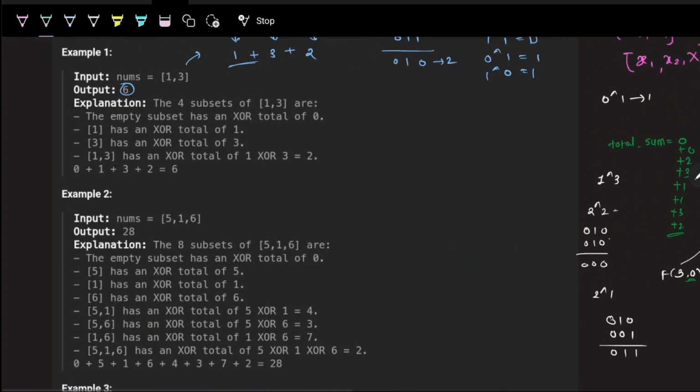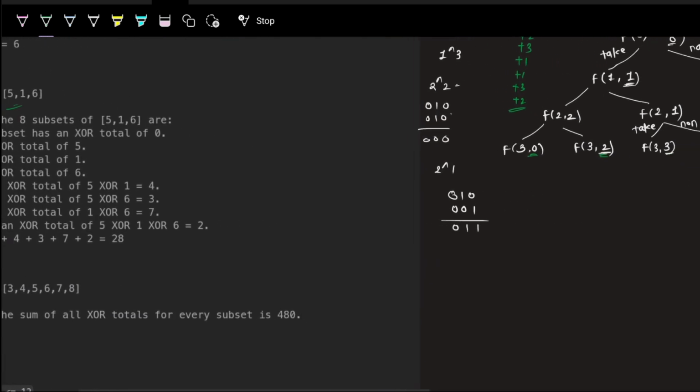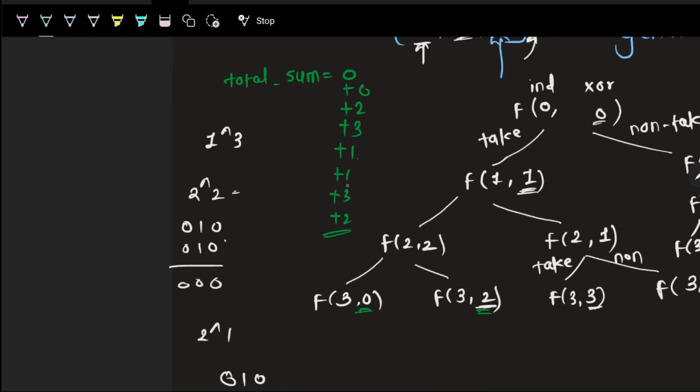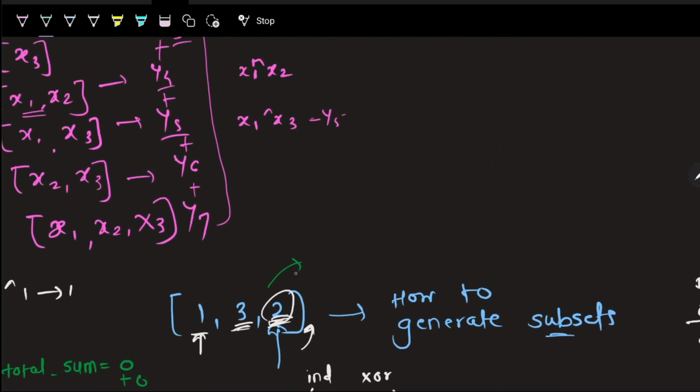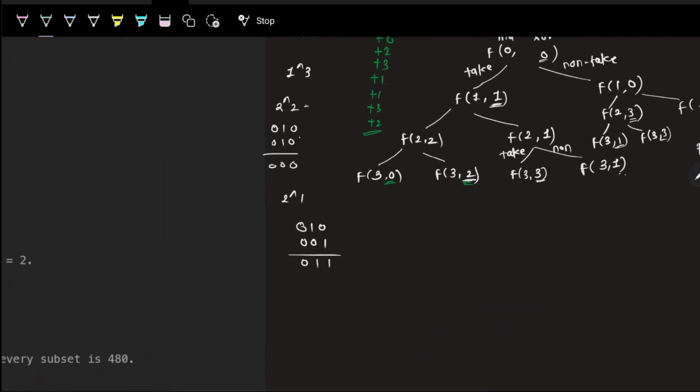So this was how you can solve this problem. We could have taken this example as 5 1 6, so you would have got this answer, but still we got this answer, that is 6 plus 1 is 7, plus 3 is 10, plus 2 is 12. So the output for this would be 12. So this is how you can solve this problem with simple recursion only.